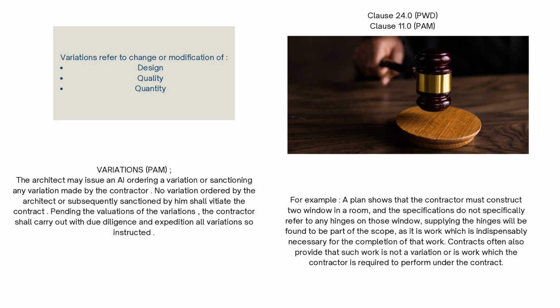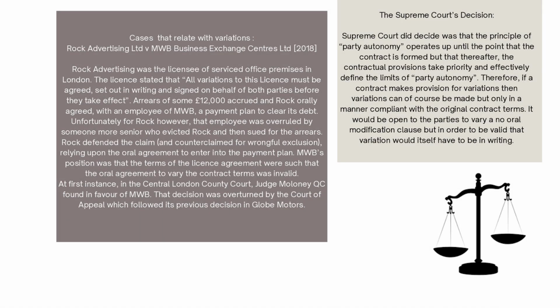Contracts often also provide that such work is not a variation or is work which the contractor is required to perform under the contract. An example of a case that relates to this variation is Rock Advertising Ltd versus MWB Business Exchange Centres. Rock Advertising was the licensee of serviced office premises in London. The license states that all variations to this license must be agreed, set out in writing and signed on behalf of both parties before they take effect.